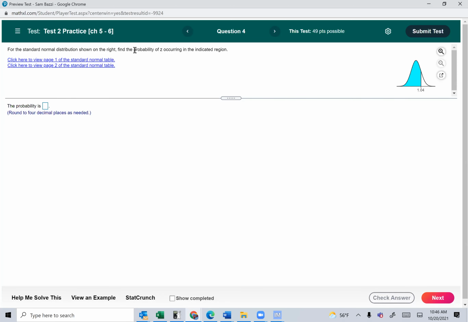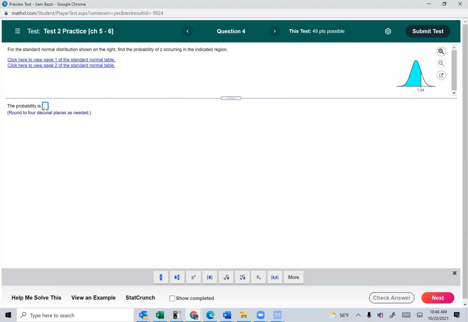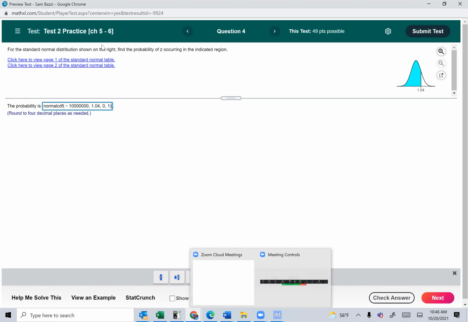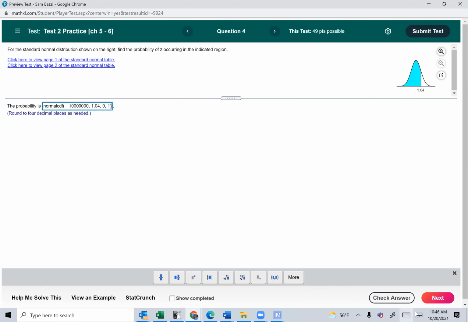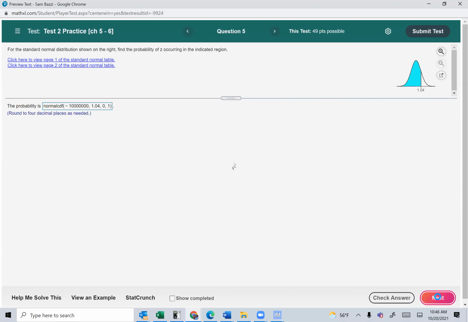For the standard normal, find the probability that z occurs on this region. Do you guys agree with me? He wants the area to the left of z equal 1.04. And again, if you use normal CDF, I'm just going to type it right here: -1,000,000, and then 1.04, comma 0, comma 1. And he gives you the tables. You don't need to use them if you know how to use the calculator. And when we get a chance later in the review, guys, I want to show you how you can use the stat range again with the normal calculator.